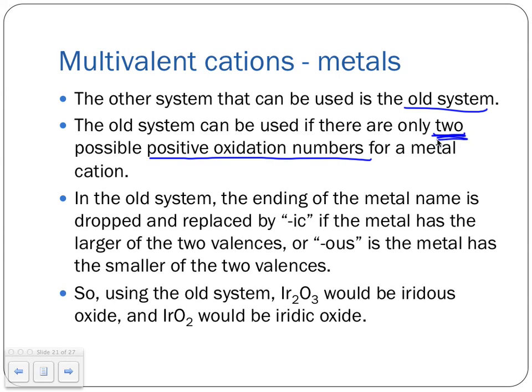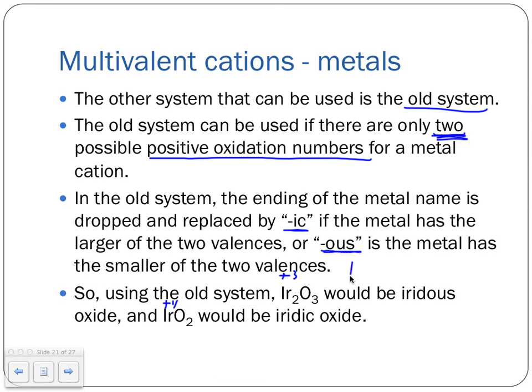In the old system, the ending of the metal name is dropped and replaced by -ic if the metal has the larger of the 2 valences, or replaced with -ous if the metal has the smaller of the 2 valences. So using this old system, we said Ir2O3. Remember, that's the one that had to be iridium(III), and then IrO2 was the iridium +4 right here. Iridium(III) compared to iridium(IV), 3 is the smaller one.